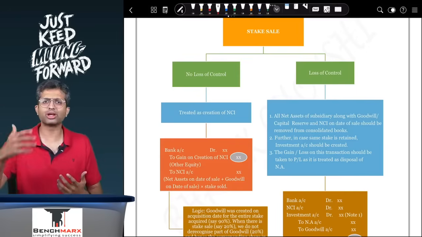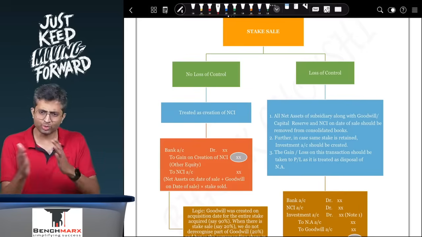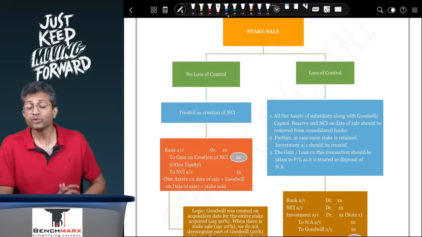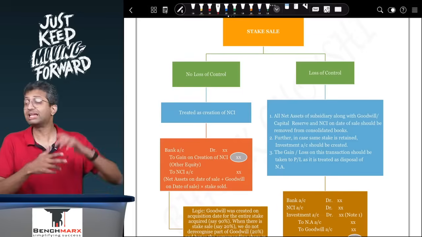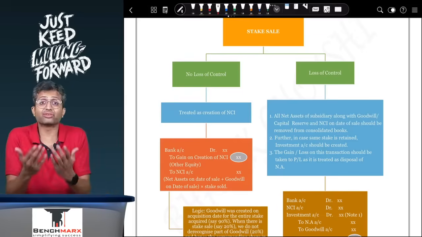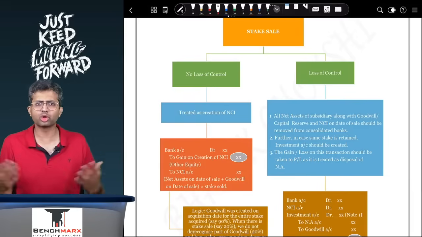However, it is possible that you had an 80% stake and you sell, let's say, 60%, in which case you are still left with 20%. In which case you will still eliminate 100% of the assets, still eliminate all of the NCI, still eliminate all of the goodwill, but at the same time you will now have to introduce or bring in investment in your books, which was not earlier there.